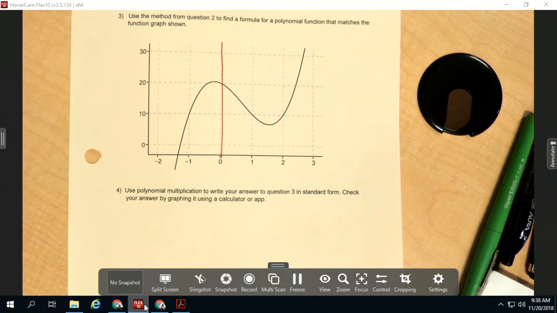How are we scaling for right hand behavior? Right hand behavior means the right hand end of the graph. Did you guys do the right hand? If it's going up, it's positive. It's automatically positive because it goes up. The graph is automatically positive.